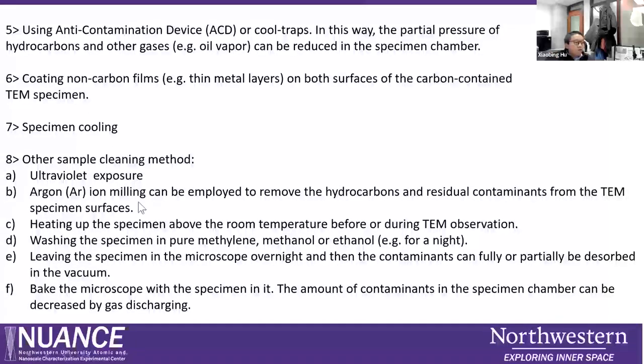And also, you can use argon ion milling. Previously, I showed you the plasma cleaning of the holder. Of course, you can also use an ion milling machine. For example, if your sample is a metal sample, after twin-jet polishing there is some residual chemical on the surface of the sample. In that case, ion milling is a good way to remove that contamination.